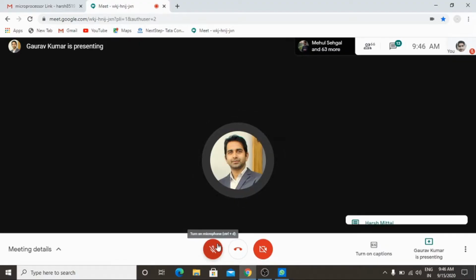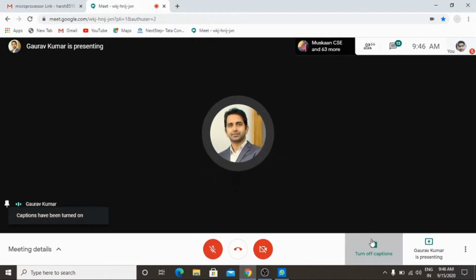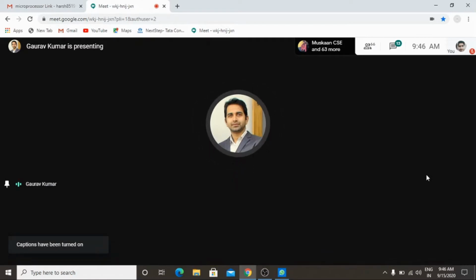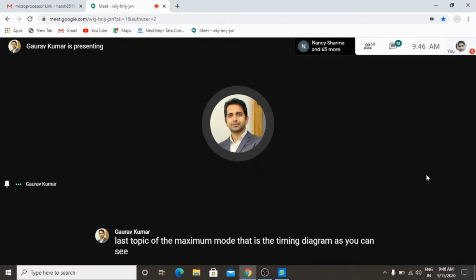Today we have discussed this max mode of the 8086 processor. So just a quick overview of that, and then we'll cover this last topic of the maximum mode, that is the timing diagram. As you can see the diagram on your screen.